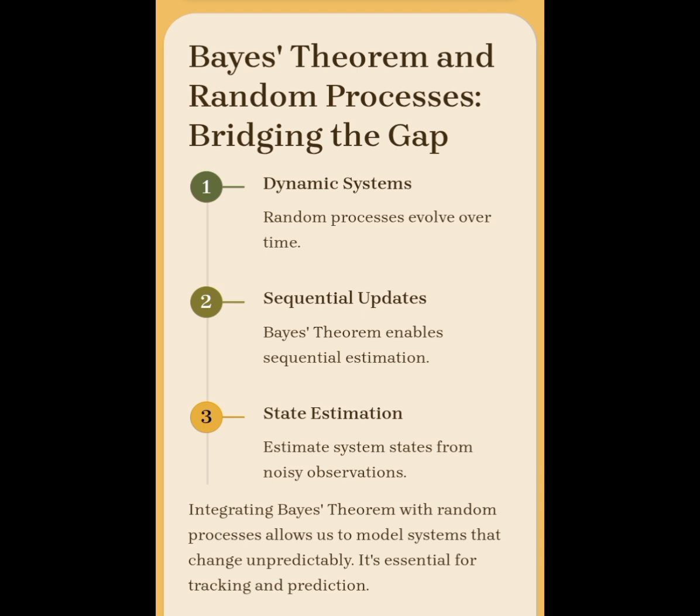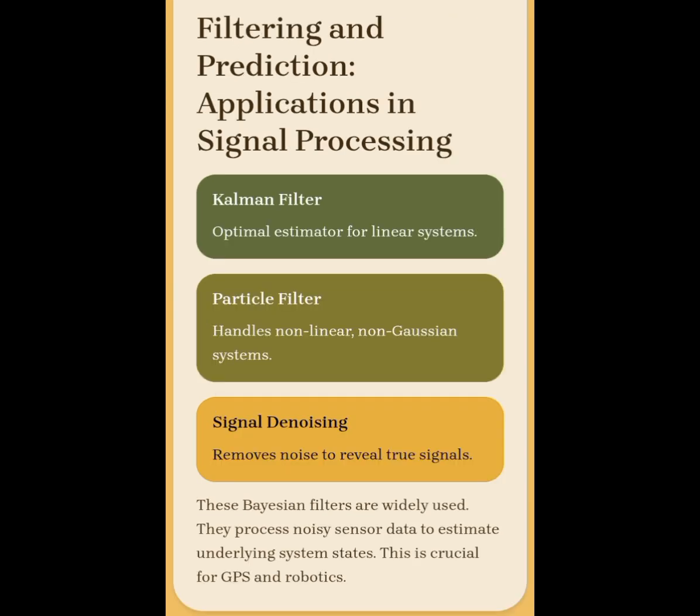Bayes' theorem and random processes: bridging the gap. Dynamic systems: random processes evolve over time. Sequential updates: Bayes' theorem enables sequential estimation of states. Filtering and prediction: applications in signal processing.